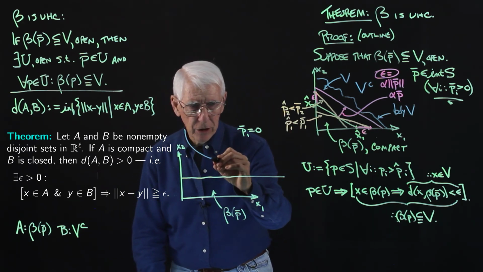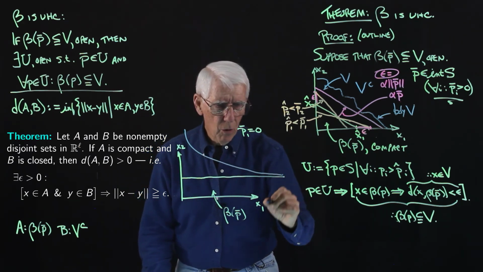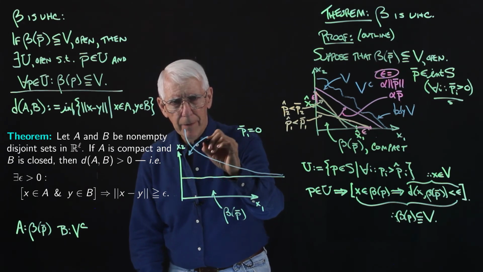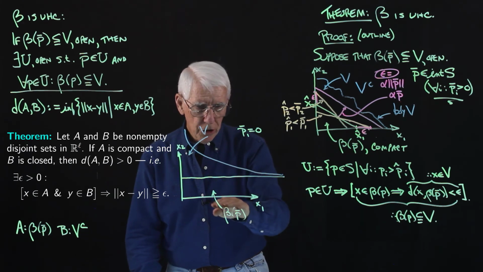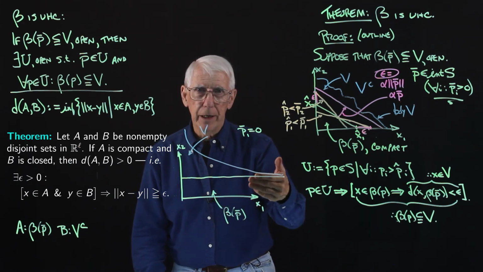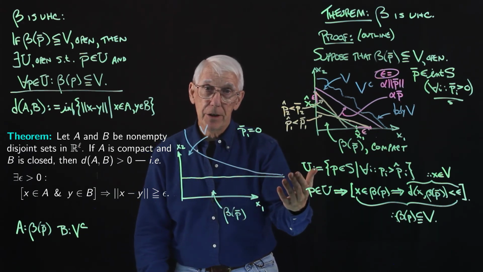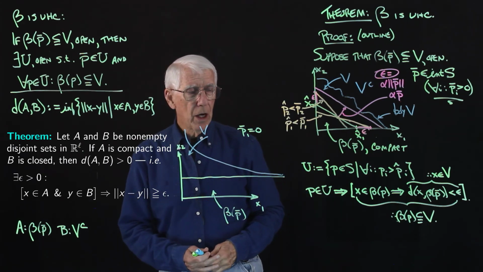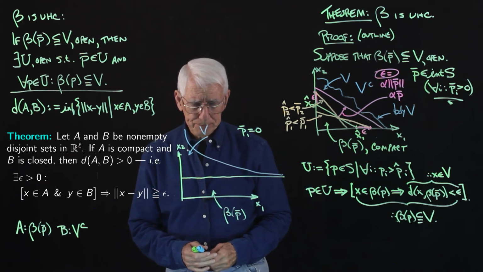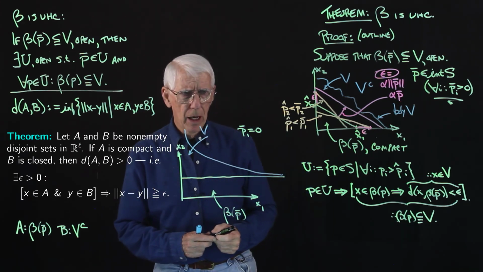So our V set could look like this, where it might get asymptotically closer to the budget set, and the distance between them then is 0, even though they never actually coincide. So we've got a problem there. So how are we going to deal with that?